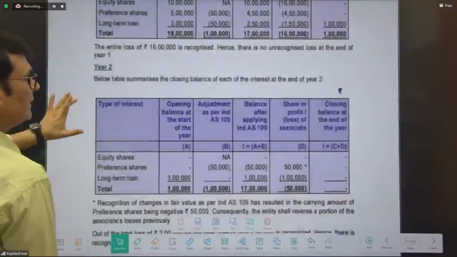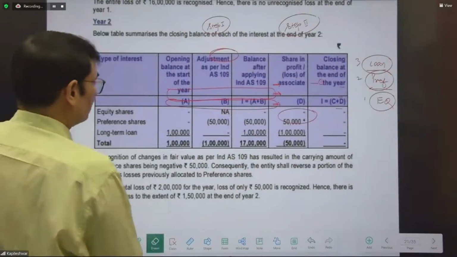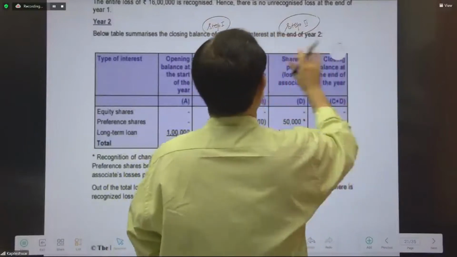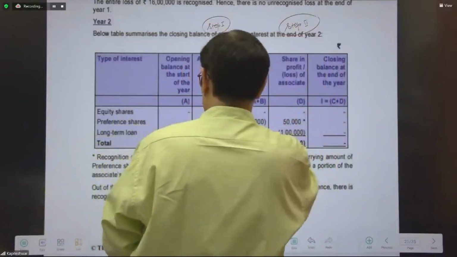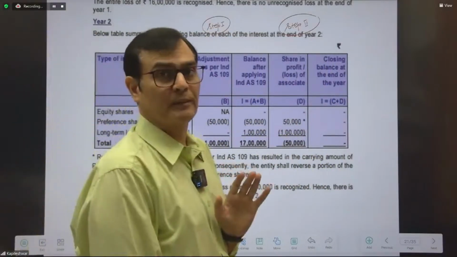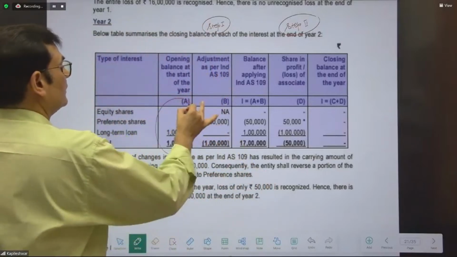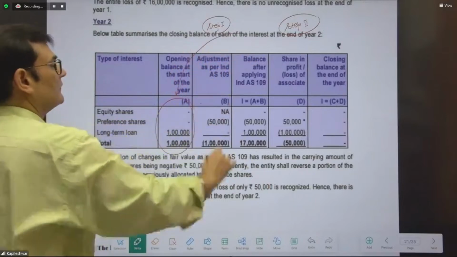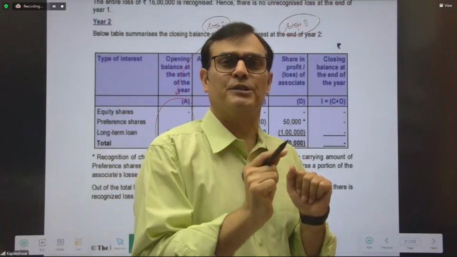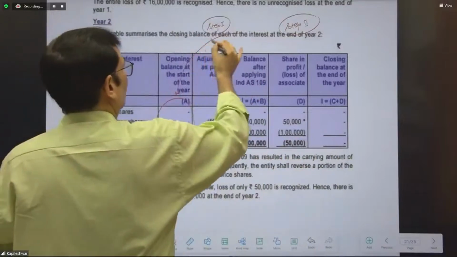So this was year one. Now, in year number two, we're going to take the closing balances of year one as the opening balances of year two. So we can see these are the balances taken from the previous year. Here again, step number one: Ind AS 109, fair value changes, impairment losses or reversal, whatever.